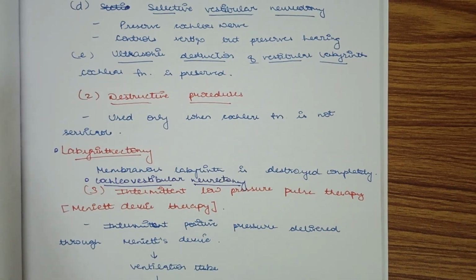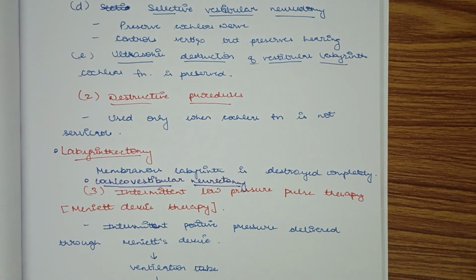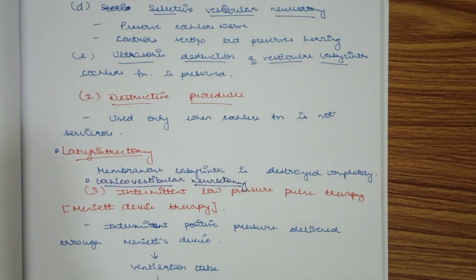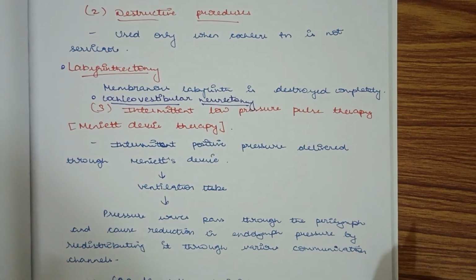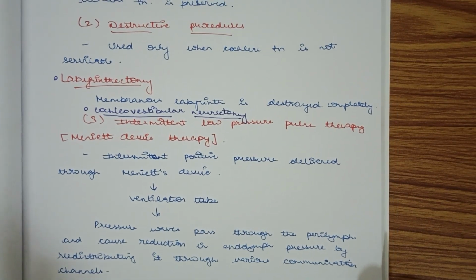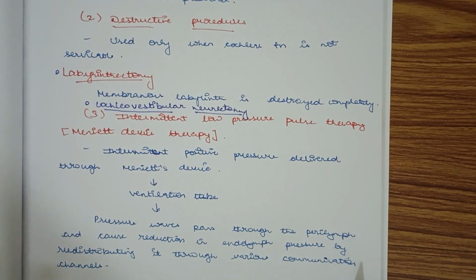In destructive procedures, the whole of the membranous labyrinth will be destroyed, including the cochlear and the vestibular labyrinth. So it is generally not indicated. It is indicated only in cases where the hearing loss is very prominent, or there is already pre-existing hearing loss, or the ear is dead. Then destructive procedures are preferred. The labyrinthectomy. Labyrinthectomy is also one of the destructive procedures.